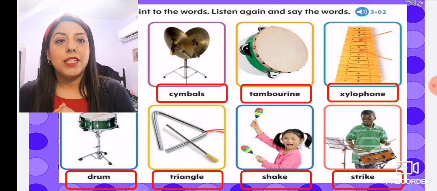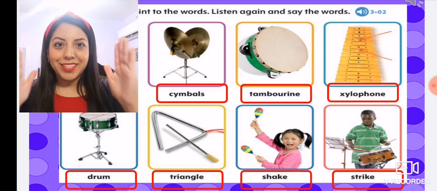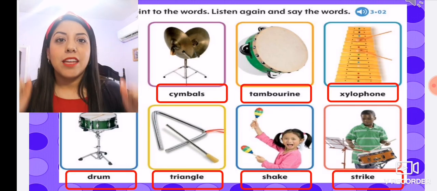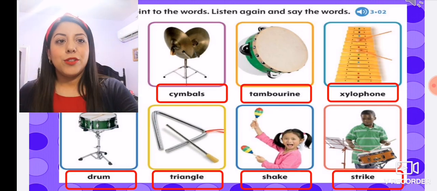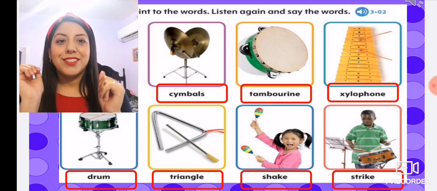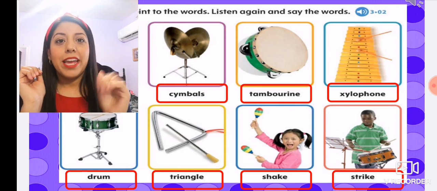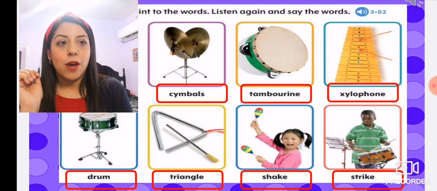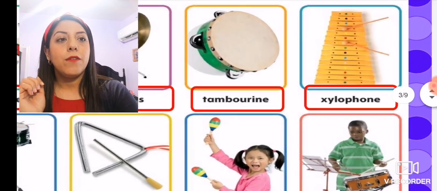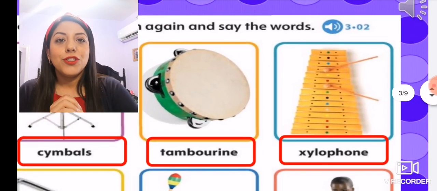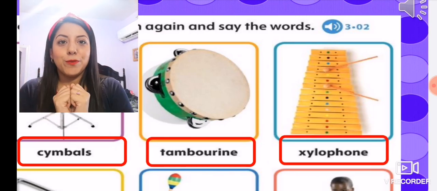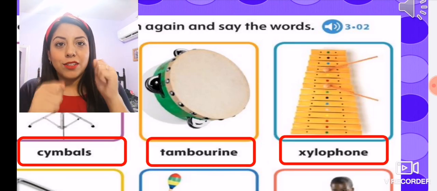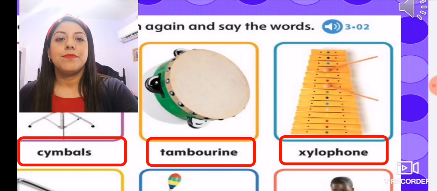Now, you need to use the cymbals. You need to strike the cymbals so they can make a sound. You need to strike the tambourine and shake so you can create a sound. With the xylophone, you need to use mallets so you can strike and make a sound.